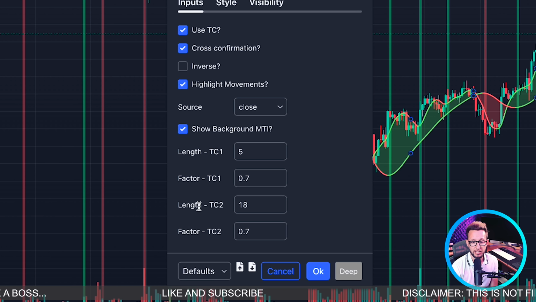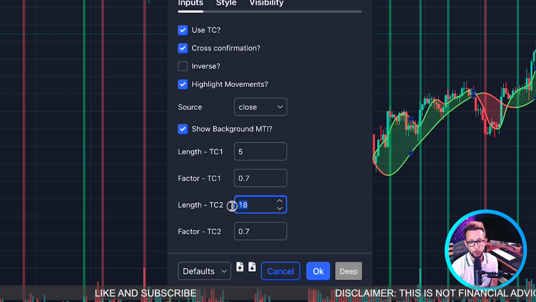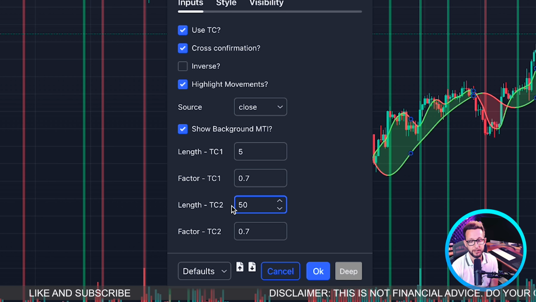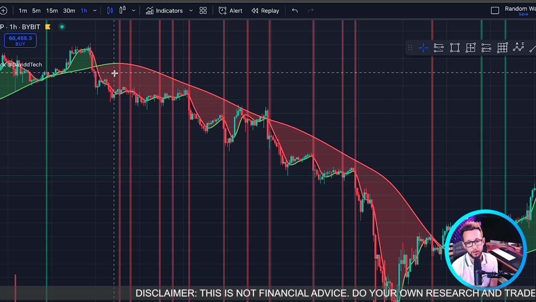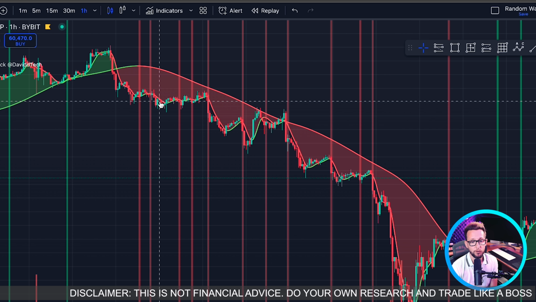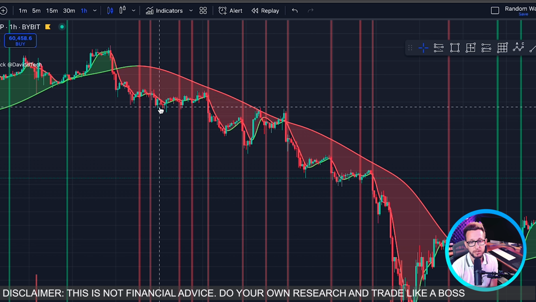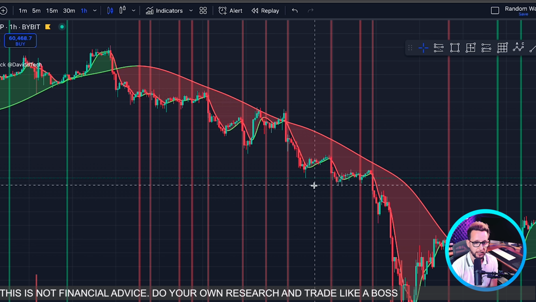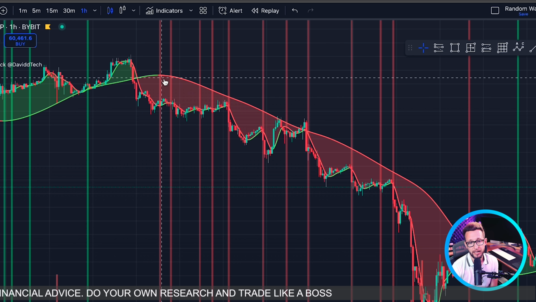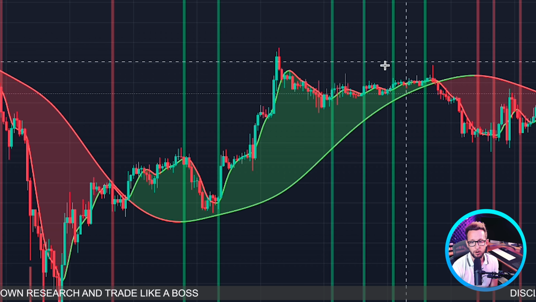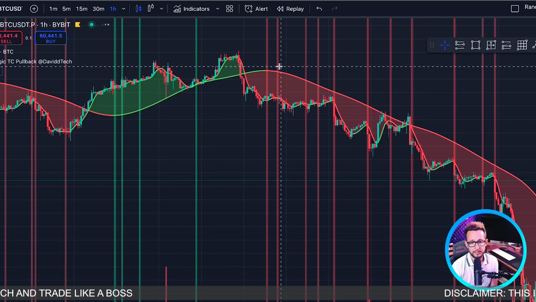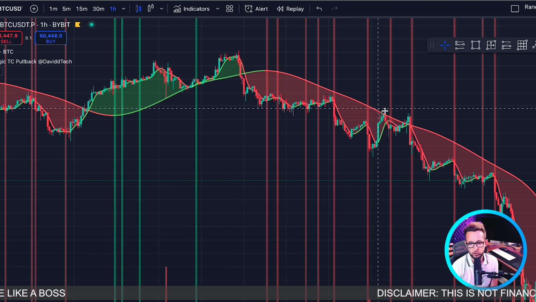The only thing that we're going to change is the length of the TC2, and we're going to change that to 50, giving us a much slower moving average. Now this cloud here is actually built on the T3, and we're looking for pullbacks in our chart when we're actually moving in a bullish or bearish direction. So the slower moving average, which is the one above when you're looking for shorts, or the one below when you're looking for longs, is going to be our baseline. That is going to give us our trend direction.